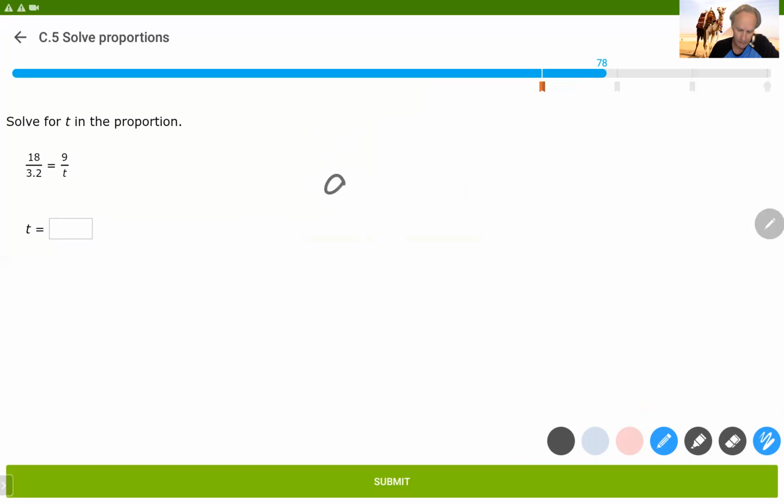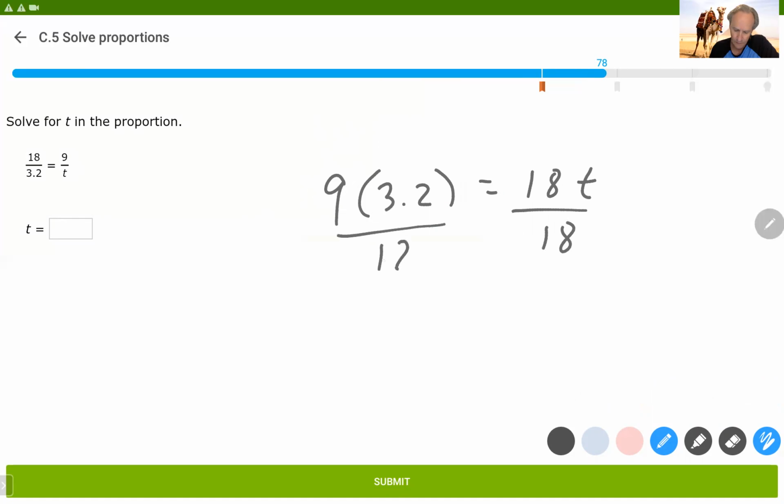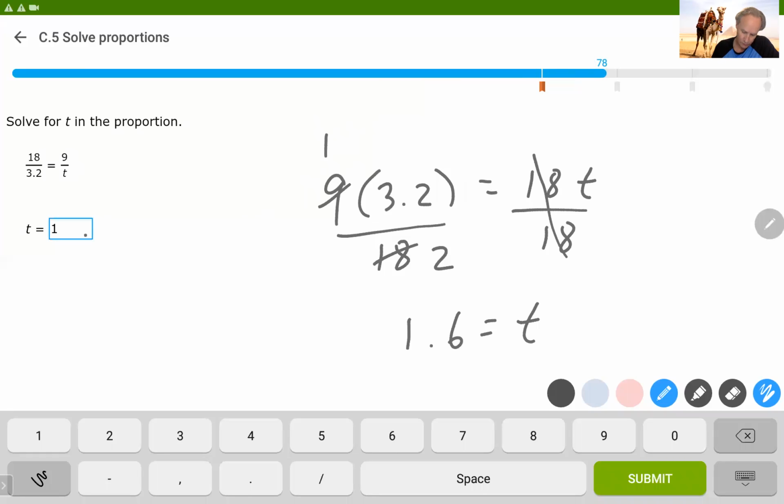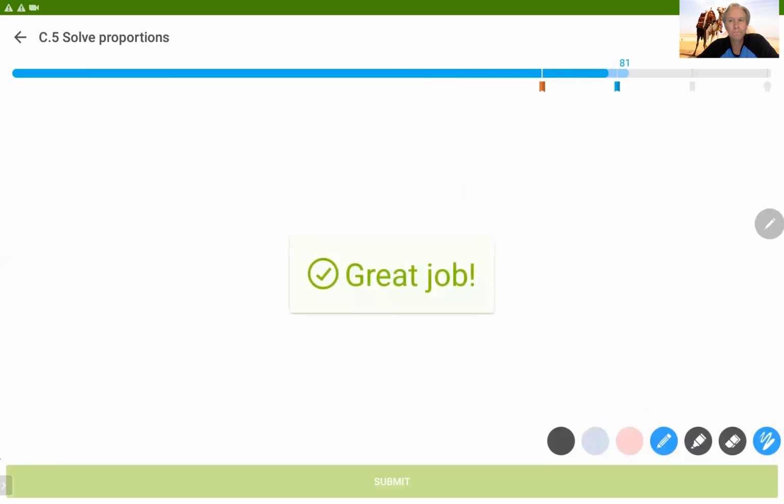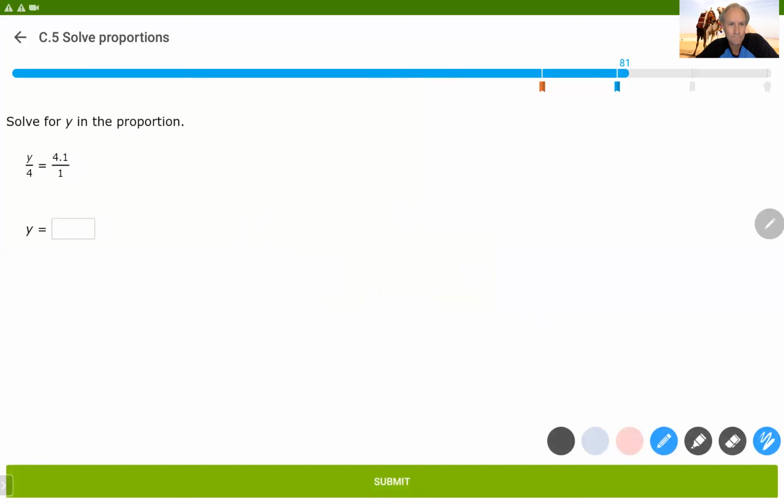We've got 9 times 3.2 is equal to 18t. When I divide by 18, I get 1 and 2, and 2 goes into 3.2 1.6 times. The 18s cancel. We have y is equal to 4 times 4.1, which is 16.4.